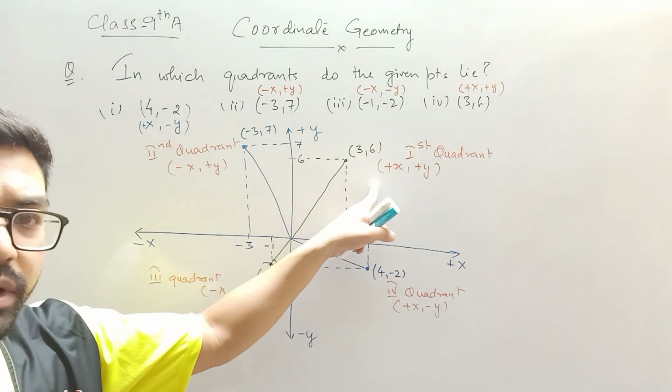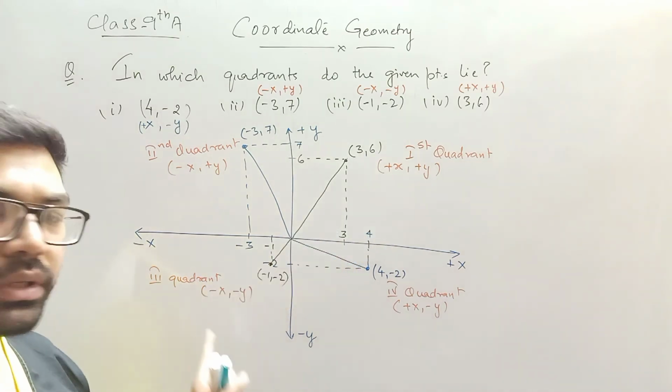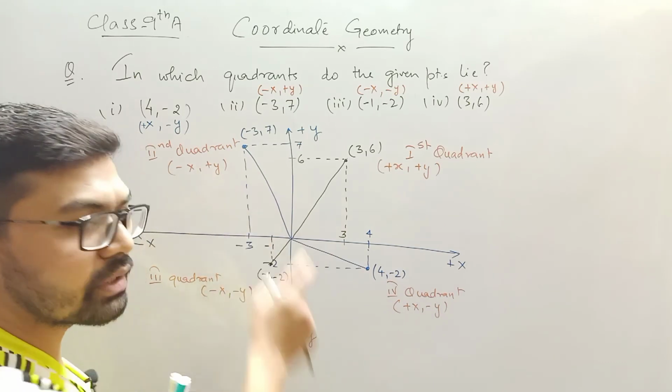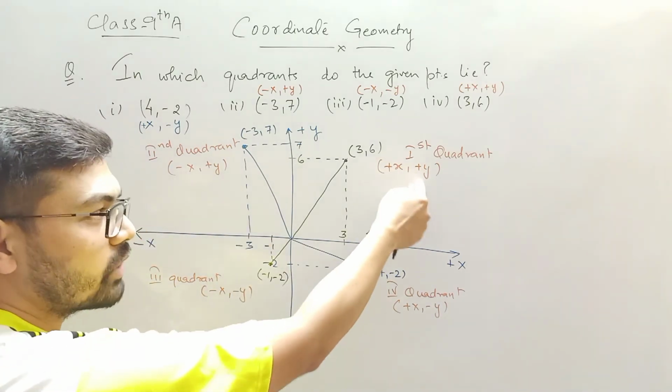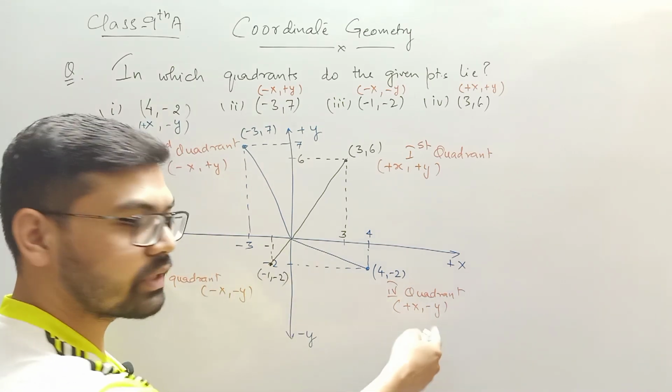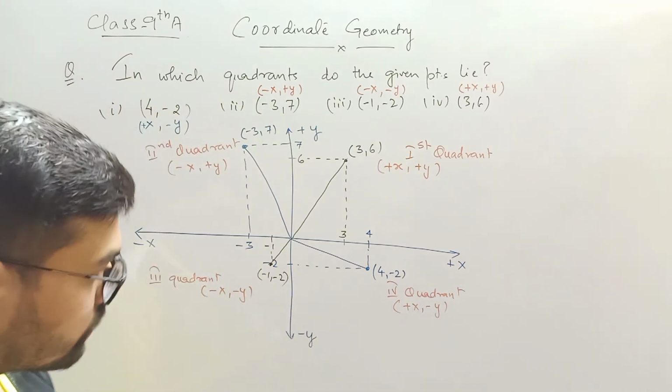So in this figure, the first and third quadrants are opposite to each other. Similarly, these two quadrants are opposite to each other. Here both are positive, here both are negative. Here one is negative, one is positive. Here one is positive, one is negative. Okay, so please note it down fast.